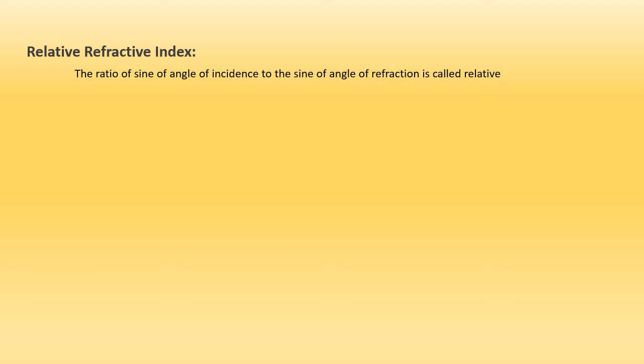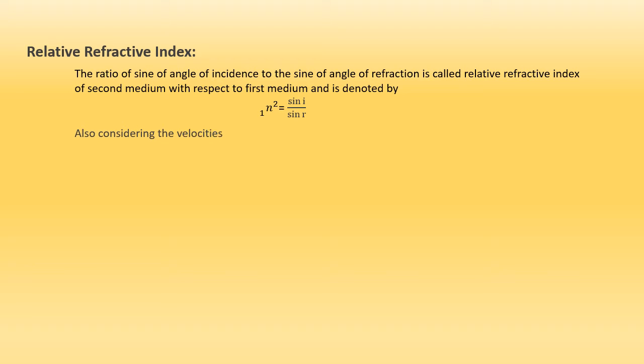Further, we'll study about relative refractive index. Let us define the relative refractive index. The ratio of sine of angle of incidence to the sine of angle of refraction is called the relative refractive index of second medium with respect to first medium, and it is denoted by n = sin i / sin r. And also considering the velocities in the two media, we can write the refractive index is equal to v1 / v2. Now we'll talk about the absolute refractive index.